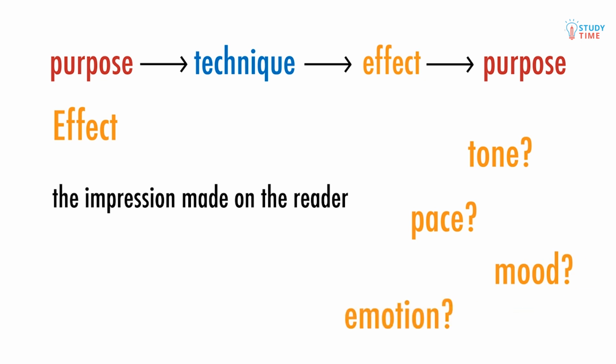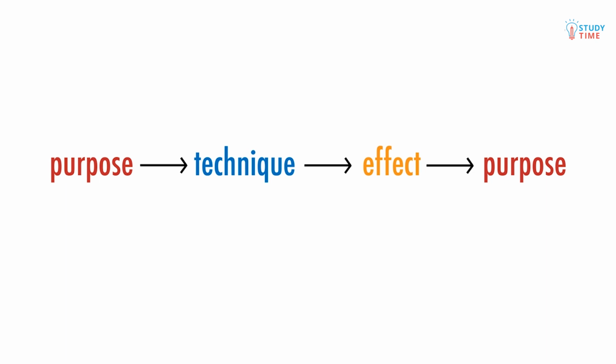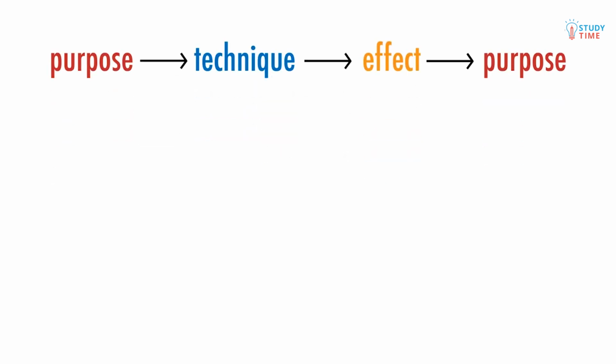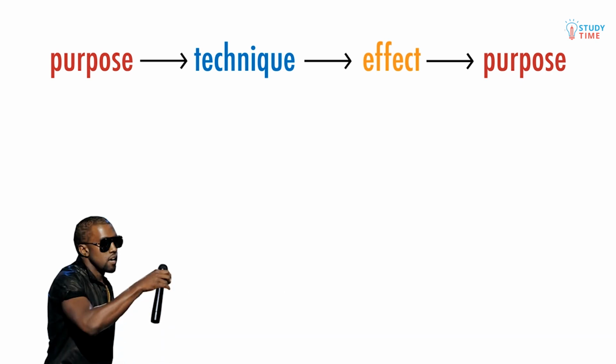An effect could be in terms of tone, mood, idea, image, or emotion. Then we link this back to the purpose, really digging into the author's purpose and adding some personal engagement of our own. Let's look at a very unconventional example of an English text: contemporary rap. For this exercise, I picked one of my favourite rap songs of all time, All Falls Down by Kanye West.